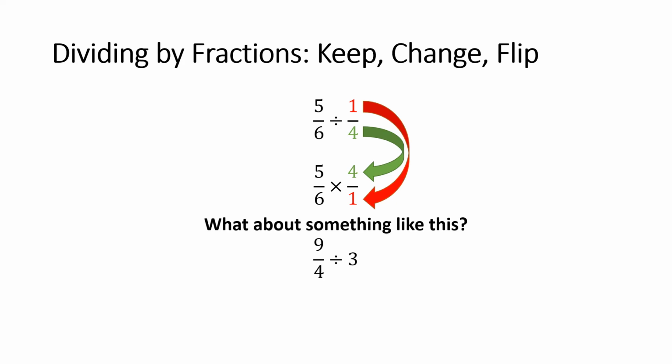What should we do here? As before, we think of 3 as 3 over 1. Then we can multiply by the reciprocal of that and simplify.